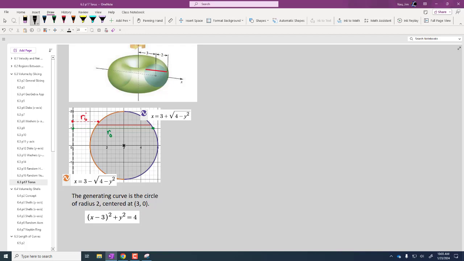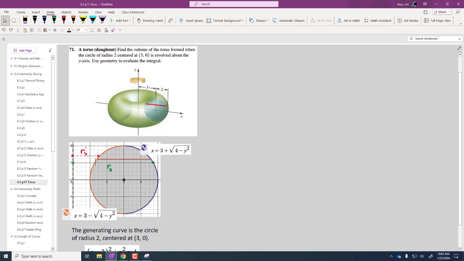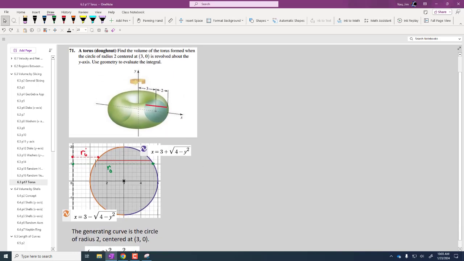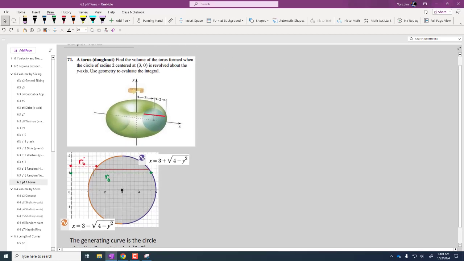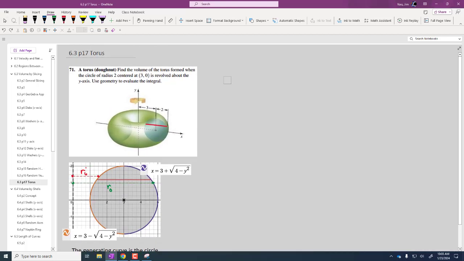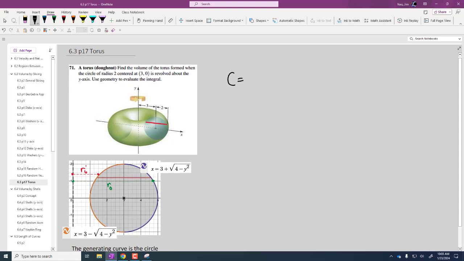Okay, well, let's take a look at this generating circle here. This generating circle right there has radius 2 and it's centered at 3, 0. So the center is 3, 0. And the radius is 2.